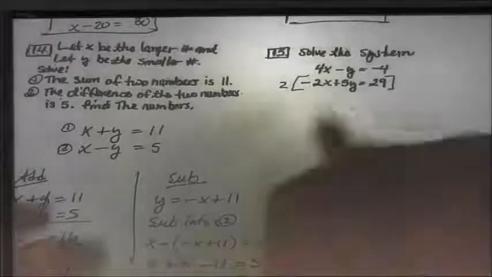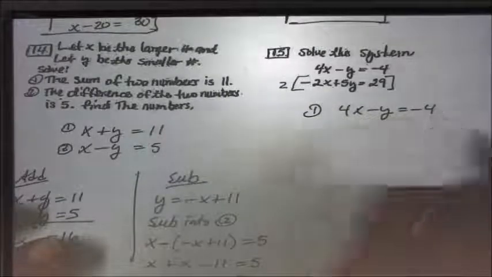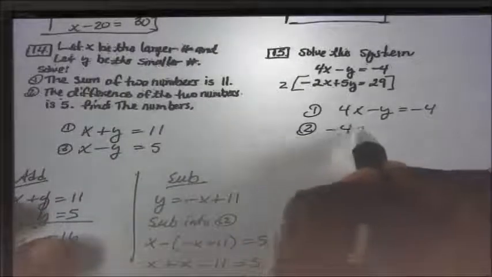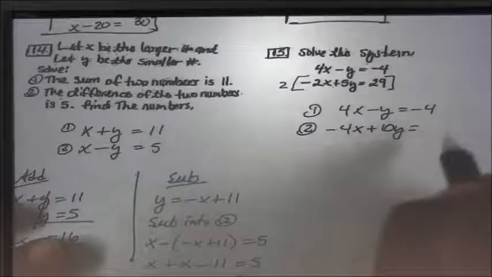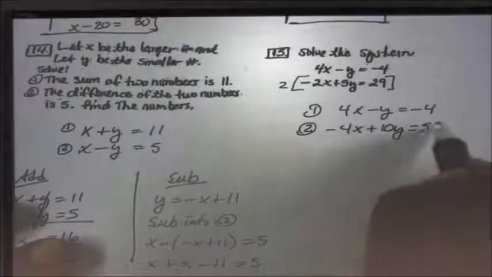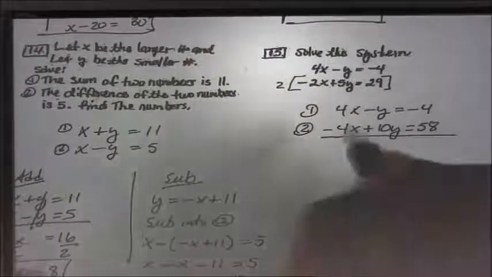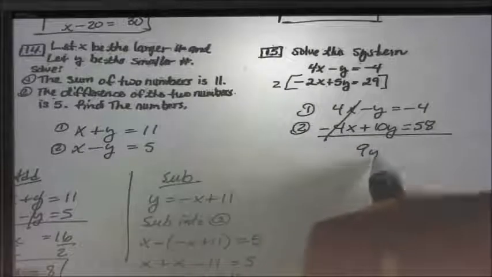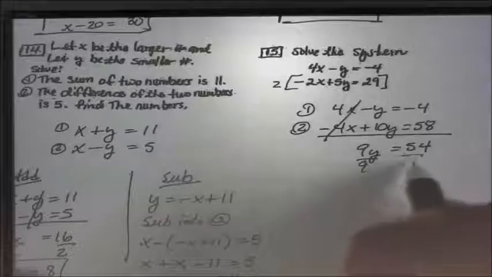Okay, so we have our first equation, 4x minus y equals -4. And then here's my manipulation of the second equation, -4x, then what? 10y equals. We got the manipulation down. Now we're ready to go ahead and add the two equations together. The x's cancel and leave us a positive equals 54, and 9 goes into that.